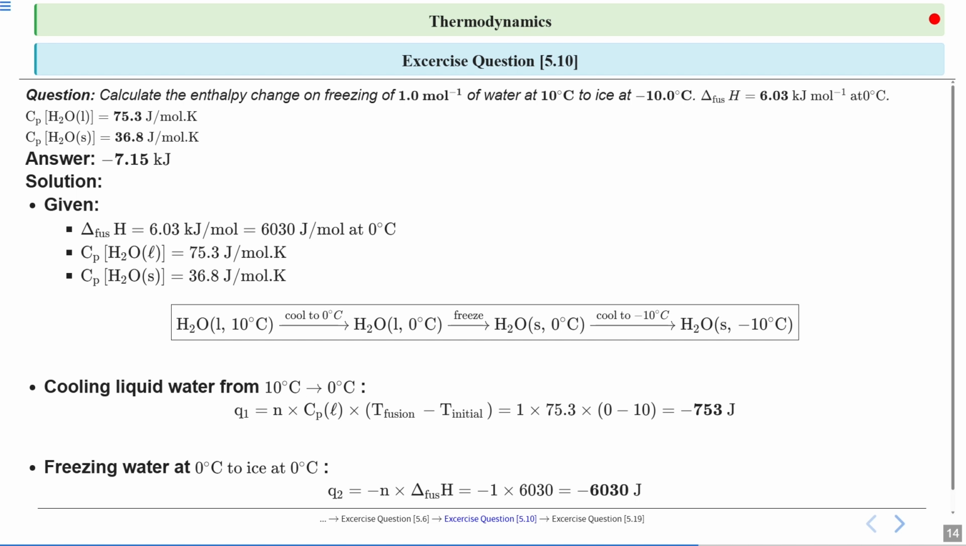Now, if this is clear, we have moved through two steps, cooling from 10 to 0 and transitioning from liquid to solid. Then what is the next thing that we will see? We will see the temperature change of the solid state of water from 0 degrees Celsius to minus 10 degrees Celsius. So let's do it. How will we do it? You will apply the same formula. The only thing that we will change is the Cp value and the temperature value.